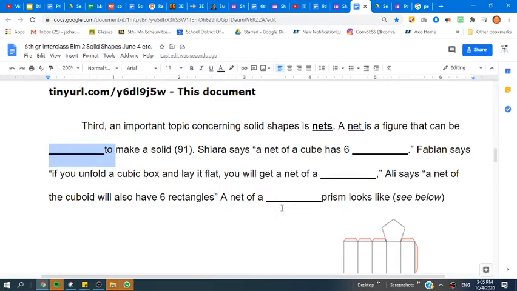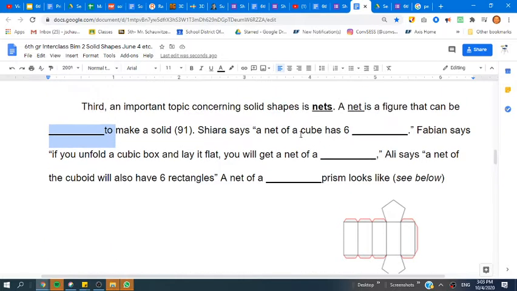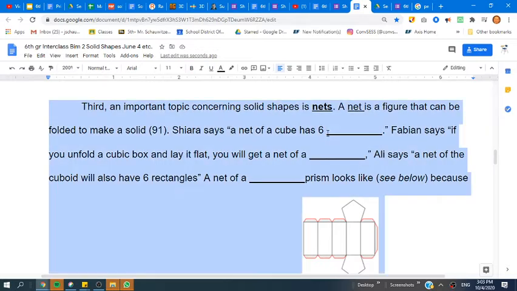Well, if we look at this net right here, what can we do with this net in order to form the solid? Well, we could cut it and then fold it, right? So I think that, yep, the word is folded. Doblado. Can make a solid. Shiata says a net of a cube has 6 blank.